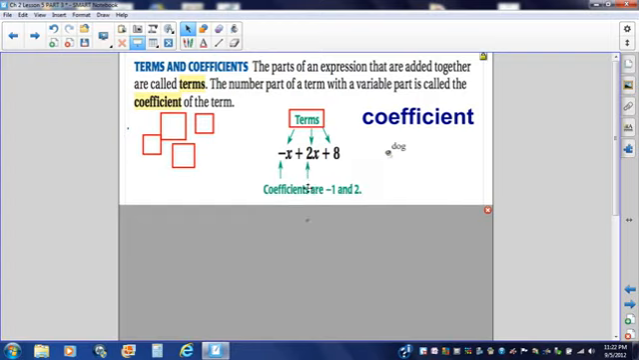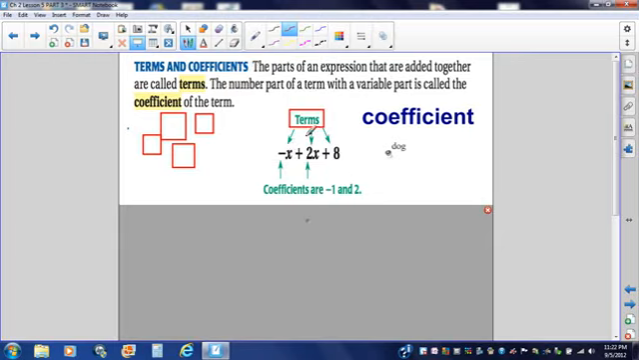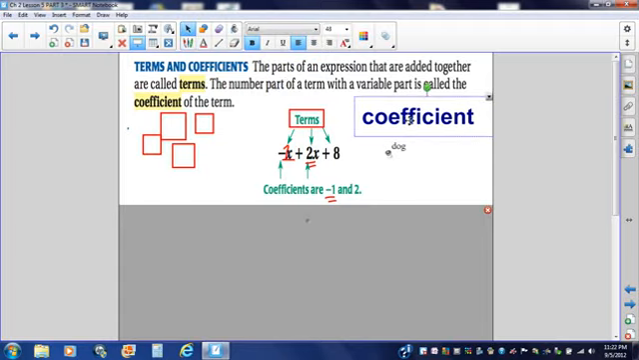Our dogs, or our variables, are negative x and x. In math, we would say in this expression, the coefficients are a negative 1. Why? Because you should know by now that there is an imaginary 1, which is really a negative 1 in front of this variable. And the number touching the dog here, x, is 2. That is also a coefficient. So coefficient is simply the numbers that touch a variable or touch a dog.